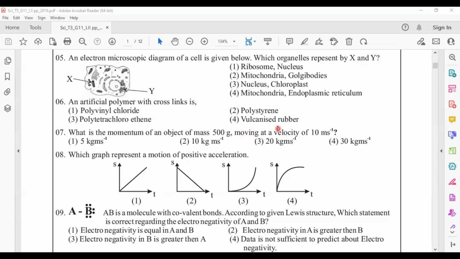But normally, rubber is a natural one. Vulcanizing is done artificially. That's why here we are selecting answer 4.